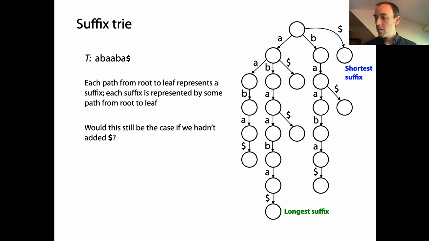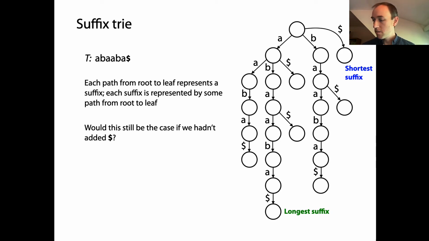Okay, so I'm going to argue that this is actually one of the things that the $ has done for us, right? The addition of the $, the terminator character on the end of the string, is what allows this property to hold, this one-to-one mapping property.